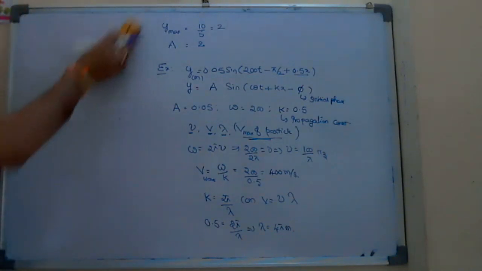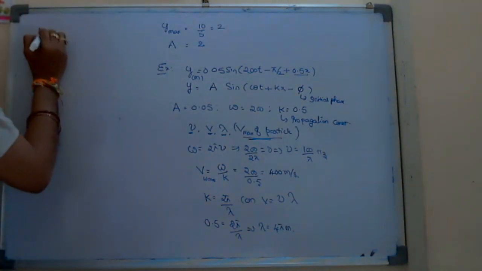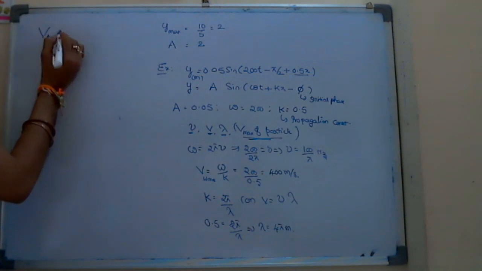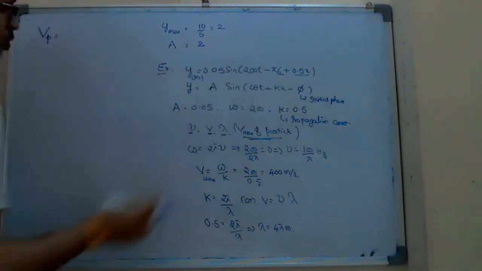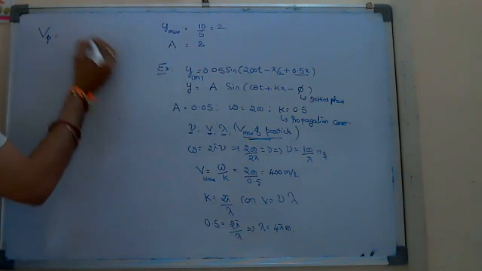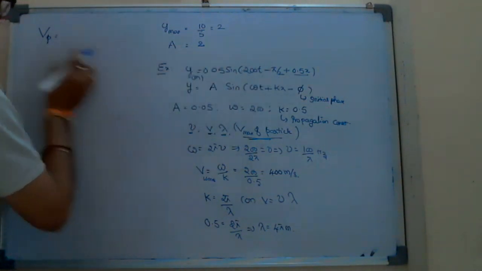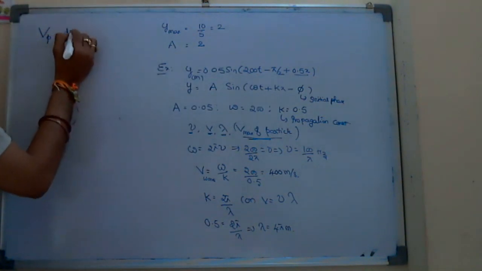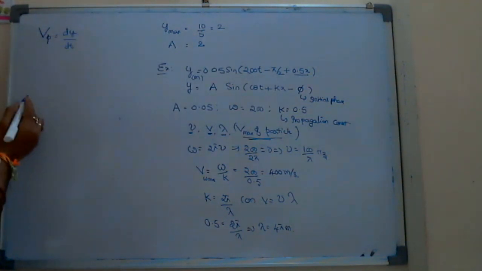Here, suppose velocity of particle. Today, if I give you an equation like y is equals to a sine or a cos, any equation, then from this equation, velocity of particle is what? Simply dy by dt.